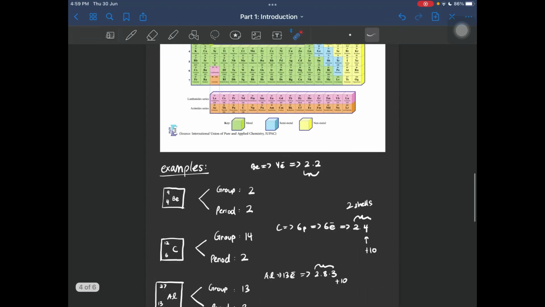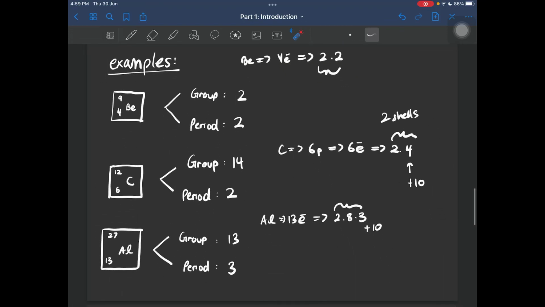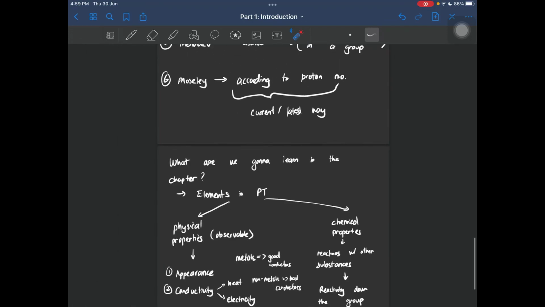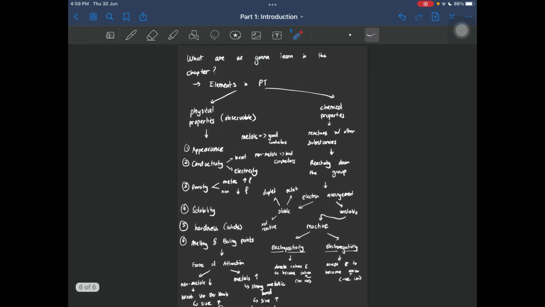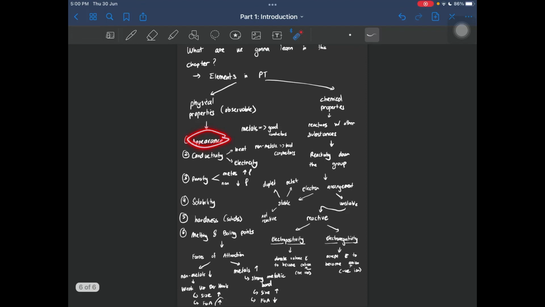We have also gone through some examples on how to determine the group and period of the elements, and we have also gone through the overview of what we're actually going to learn in this chapter, right? We're going to learn about the elements in the periodic table, and specifically the physical properties and also the chemical properties. For physical properties, we're going to learn about the appearance, conductivity in terms of heat and electricity, density, solubility, hardness, and also the melting and boiling points.